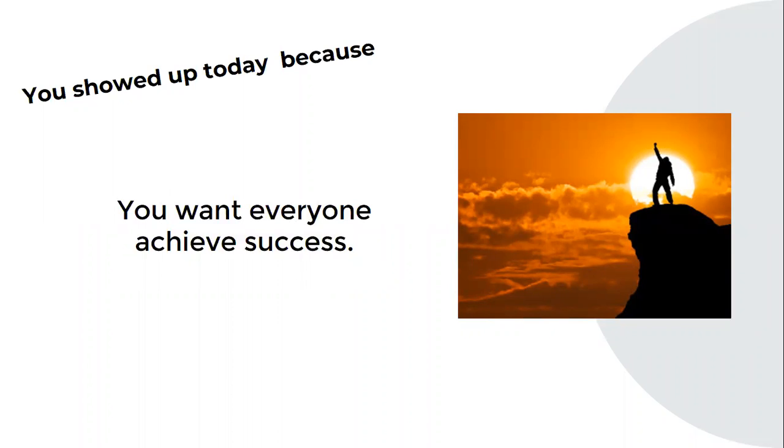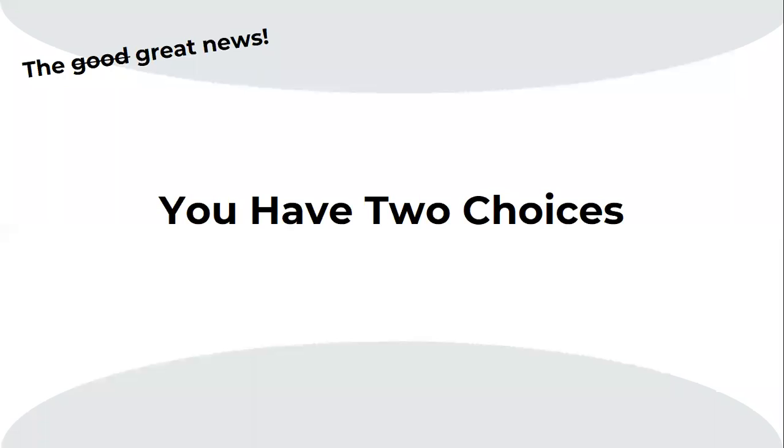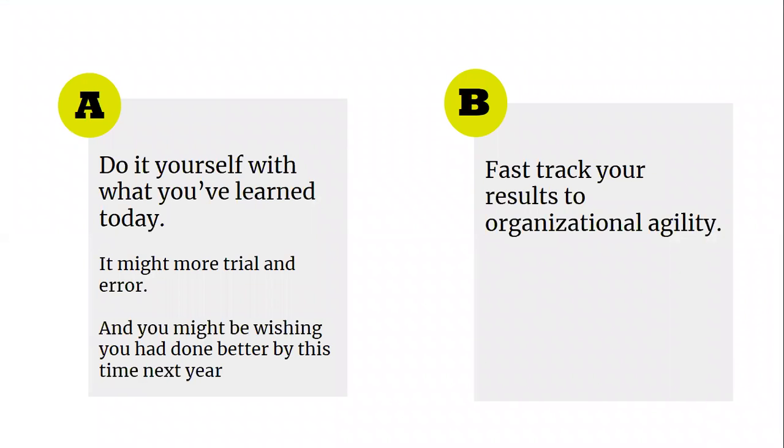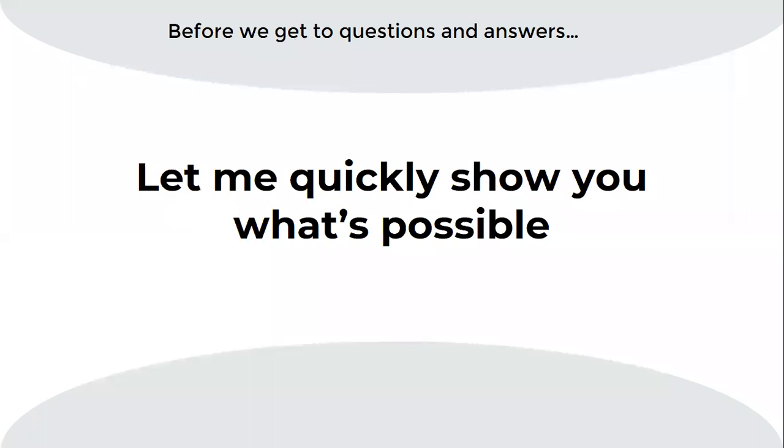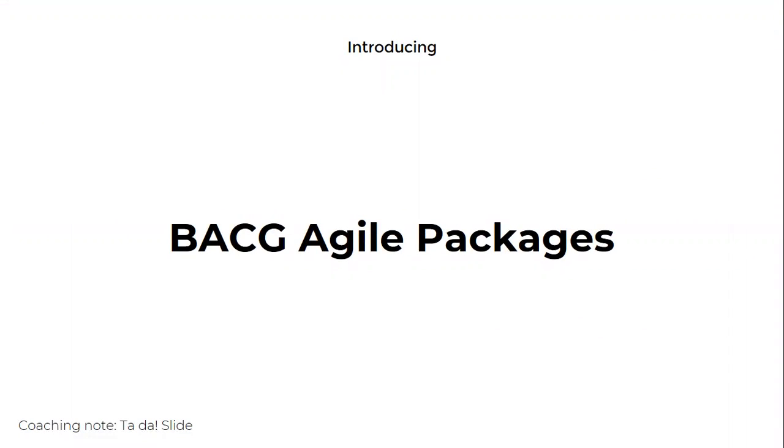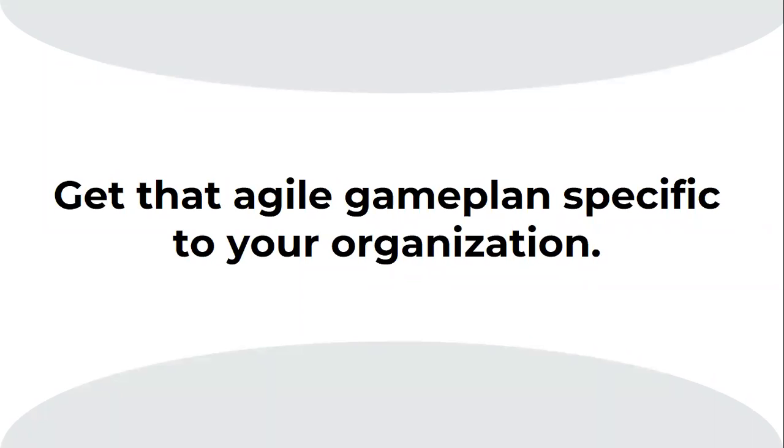So to achieve that and go forward and become agile, there are two choices. And this is the great news: you can do it yourself, which is trial and error, or you can get that organizational agility faster and fast track it. How do you do that? Well, one of the ways we can do it is through our own Agile packages. These Agile packages give you the specific game plan for your organization. So let me explain even further.